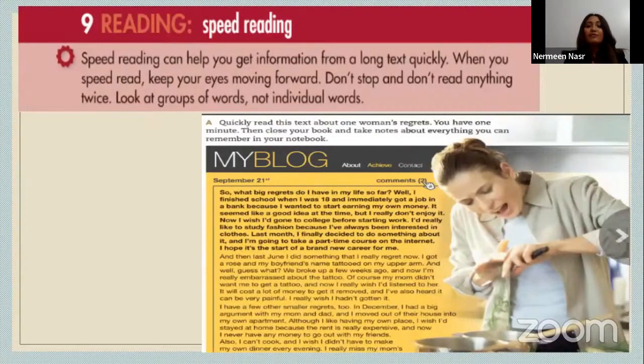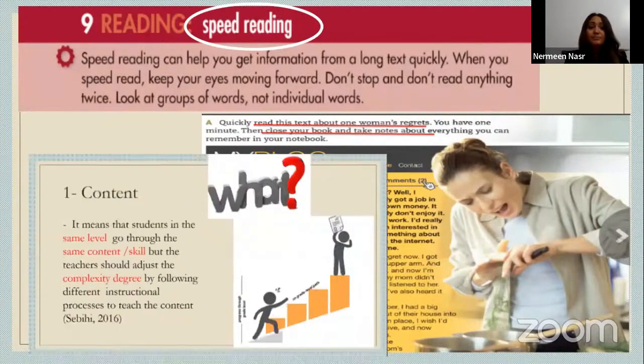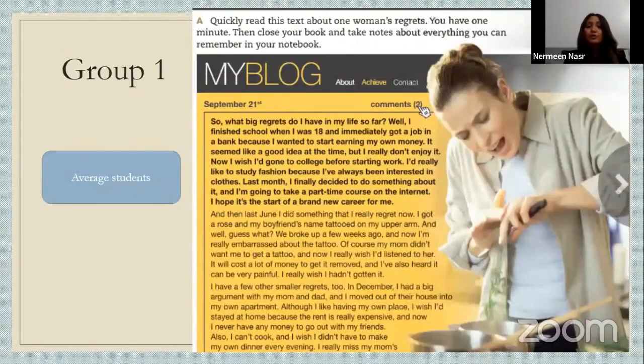So if this is a part of the book where the students need to learn how to speed read, or they have to learn a new skill in reading, which is speed reading, all they have to do is read the text and take notes. So if I'm going to differentiate in the content, what I'm going to teach, I'm going to use different material according to the student's level, because this is content differentiation. As a result, I'm going to give this text from the book to the average students.